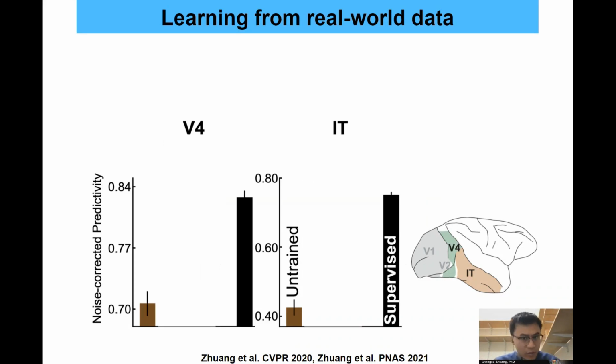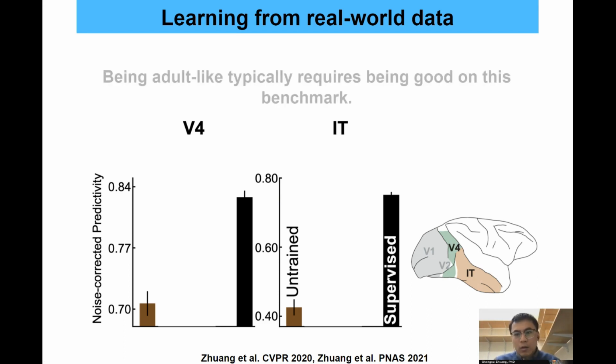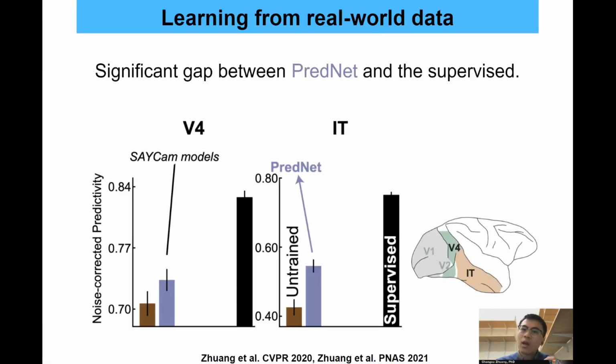So how does this algorithm work in explaining neural responses in V4 and IT? What we will look at is still this non-human primate data, but being adult-like in the ventral visual stream typically requires also being good on this benchmark. After evaluating this algorithm, what we find is that there is a significant gap between the PredNet and the supervised model.